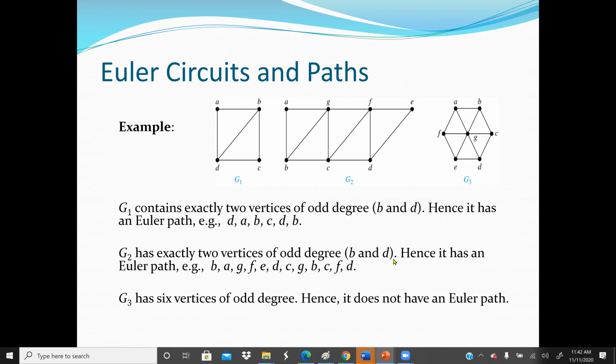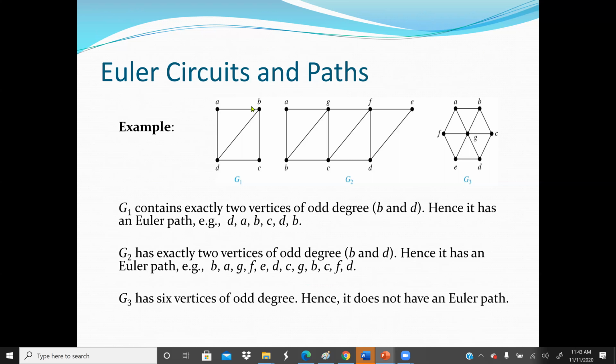Now let's look at this example here. We have an Euler circuit and path example. We have G1. Let's check if G1 has a circuit. If it's not a circuit, then we are going to check if it's a path. So first I'll look at the degrees. I have two here, but I have three here, so it's not a circuit. It's possible it can be a path.